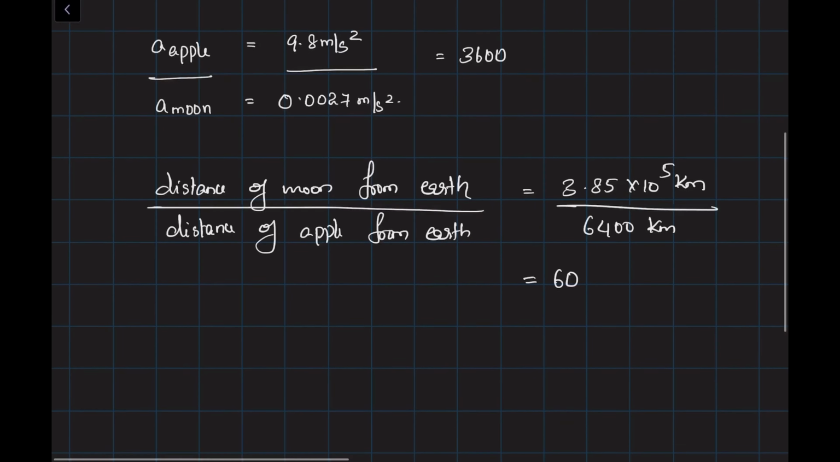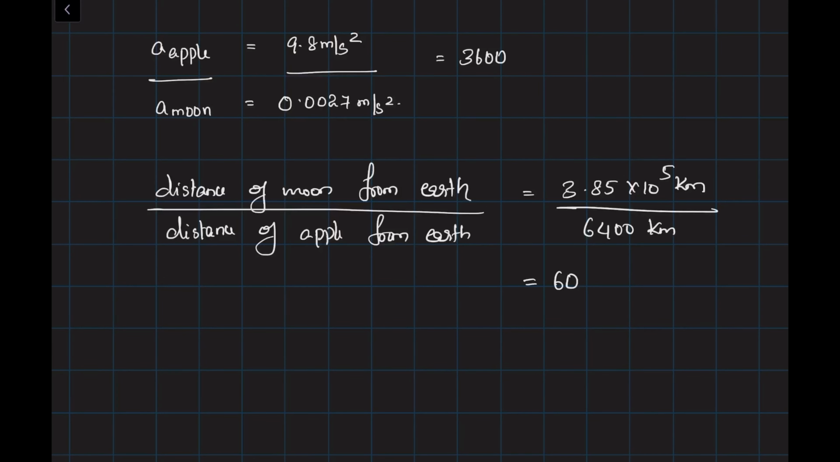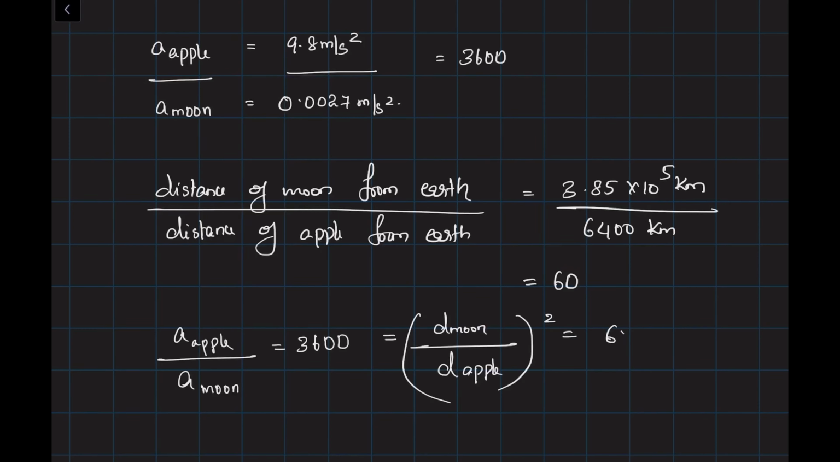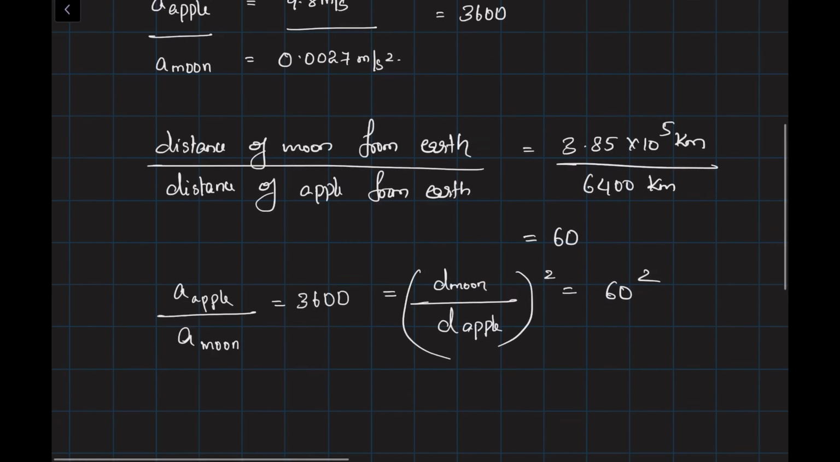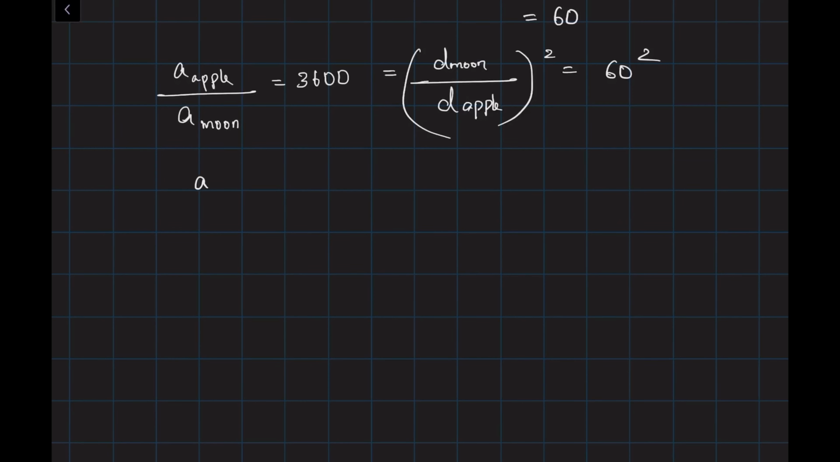Now we know that the acceleration of the apple towards the Earth divided by the acceleration of the moon towards the Earth is 3600, which is equal to the distance of the moon from the Earth divided by the distance of the apple from the Earth, squared. This is the conclusion we are getting. Understood? Isaac Newton came to the conclusion that acceleration is inversely proportional to the square of the distance.